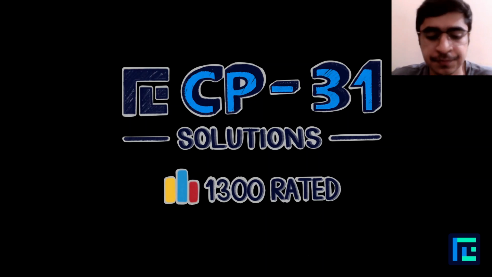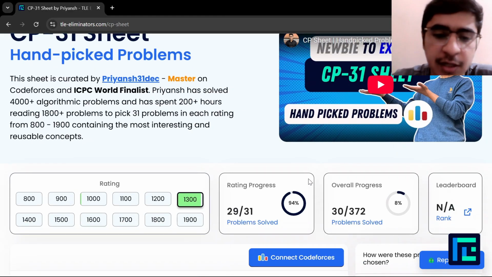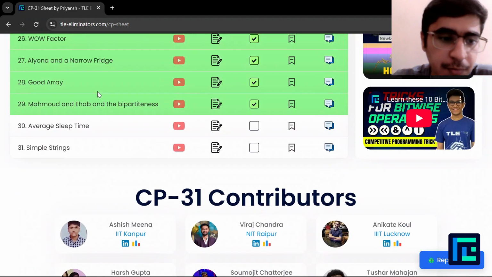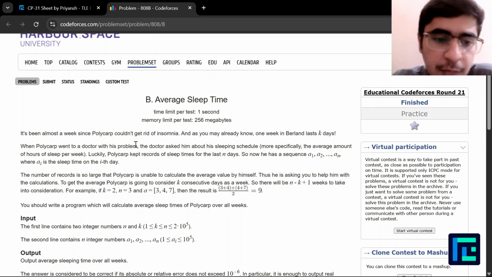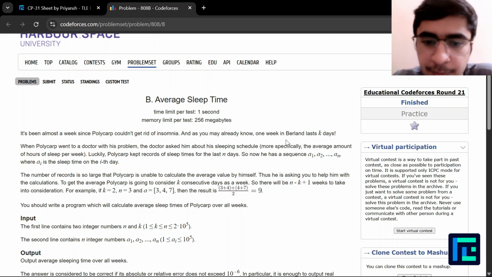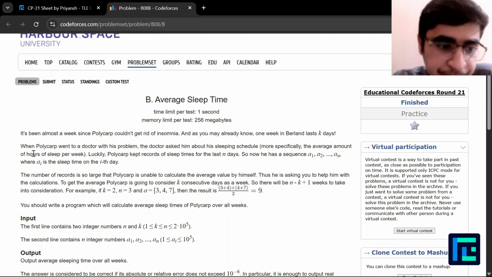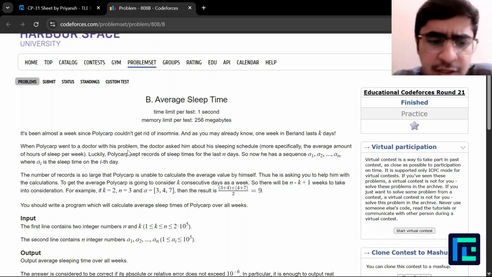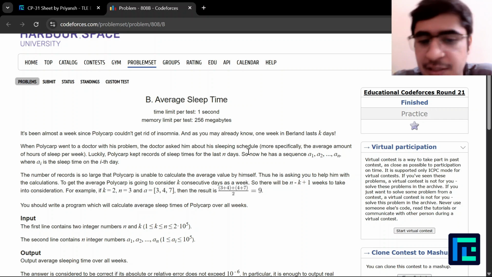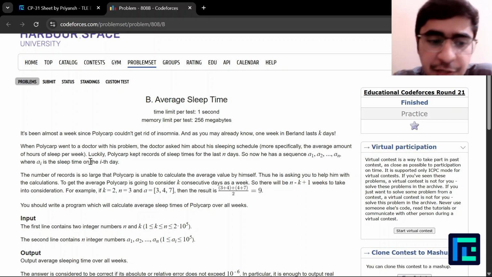Rated parameter. So as you can see, this is the CP-31 sheet and the 30th problem is Average Sleep Time. It's been almost a week since Polycarp couldn't get rid of insomnia. As you may already know, 1 week in Berland lasts 8 days. When Polycarp went to a doctor with his problem, the doctor asked him about his sleeping schedule, more specifically the average amount of hours he slept per week.